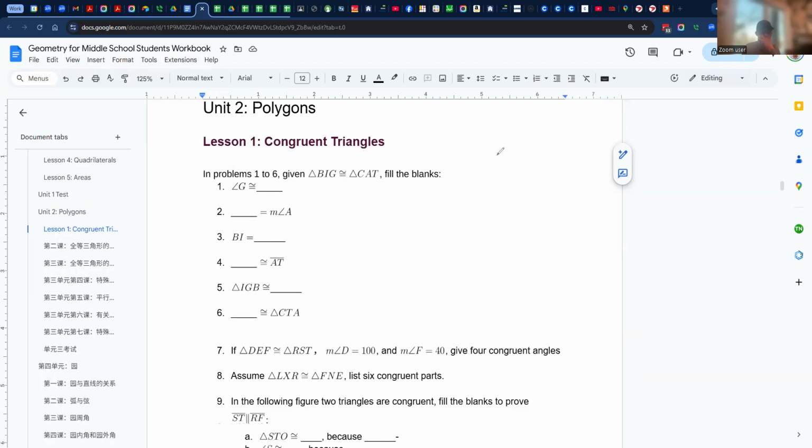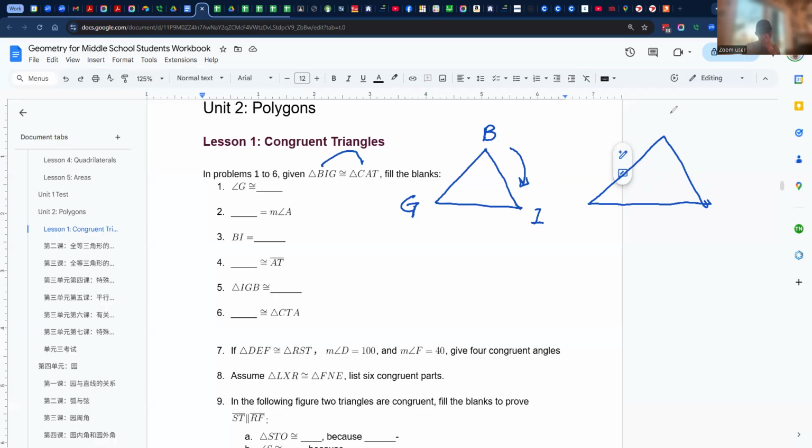What we know is that triangle BIG, it really doesn't matter which way you put the letters. Sometimes people use counterclockwise or sometimes clockwise. So if we use clockwise, we got B here, I here, G here. And the other one, since we did it this way for the first one, we have to follow that in the same direction. So B is corresponding to C, and I is corresponding to A, and G is corresponding to T.